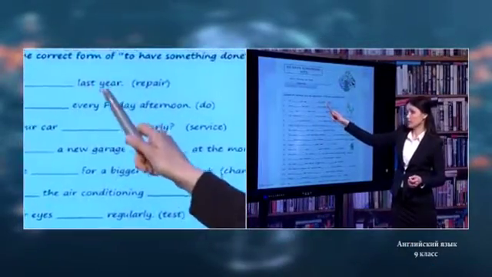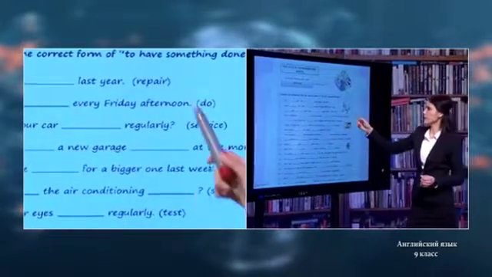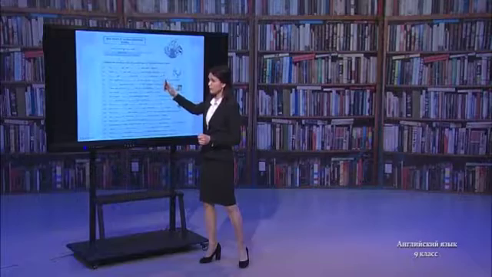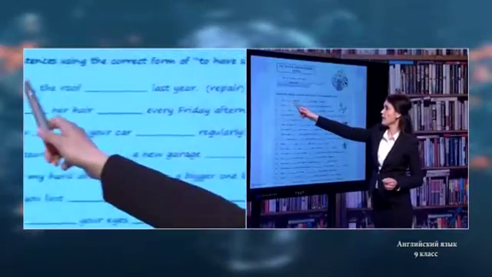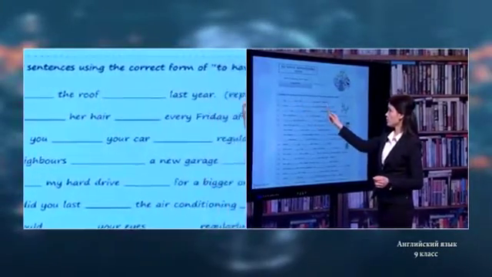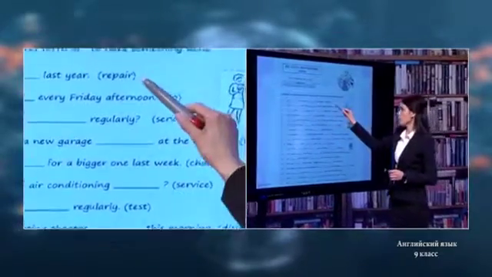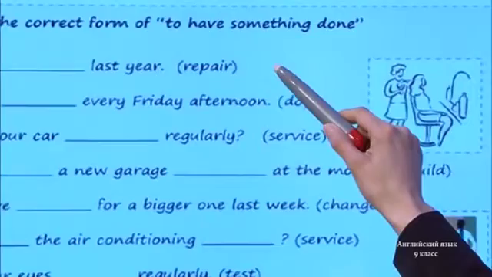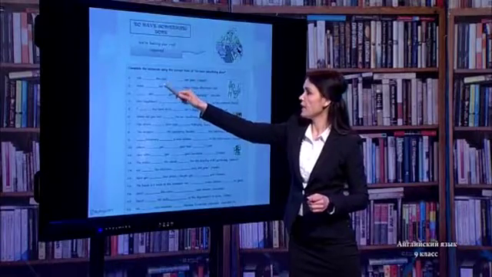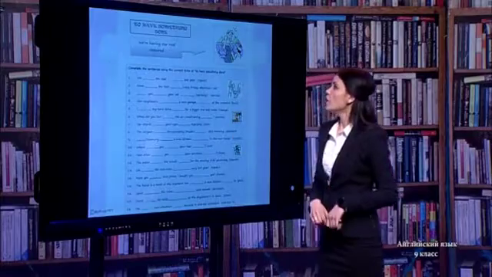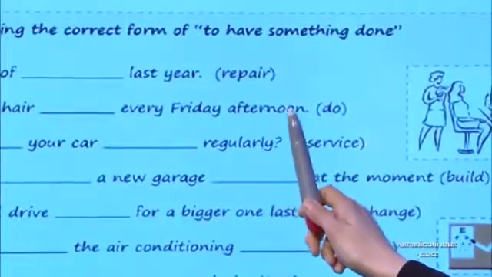Last year, this is the signal word of past form. That means you use the past form of the verb have, which is had. We had the roof repair. Repair is a regular verb. So here you add the ending. So we had the roof repaired last year. Well, next one.